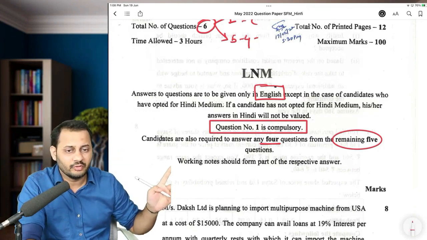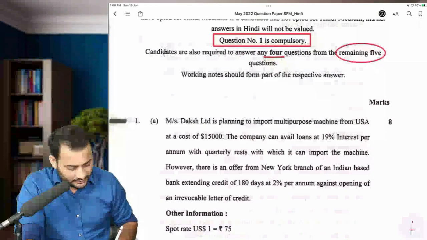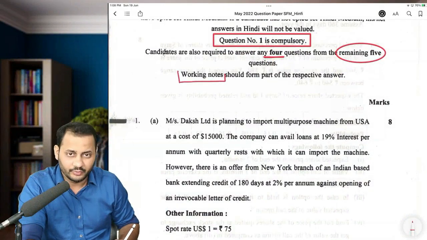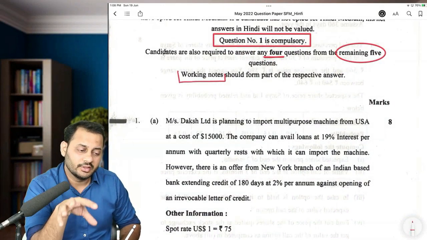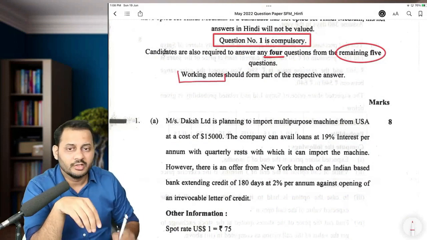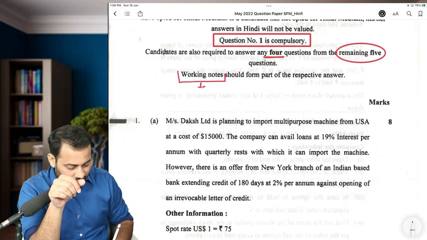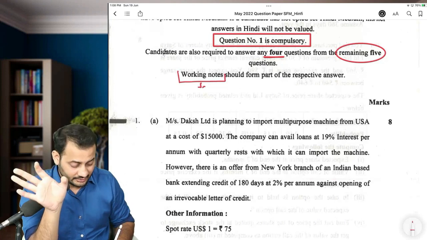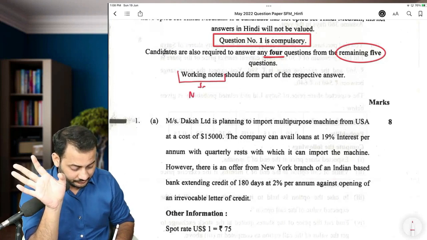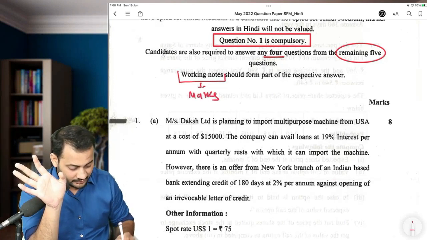Working notes should form part of the respective answers. Please understand that whatever working you do, not the rough working, but the working to calculate the main answer, fetches marks. So it will fetch some marks for you. Make sure it is a part of your answer itself.